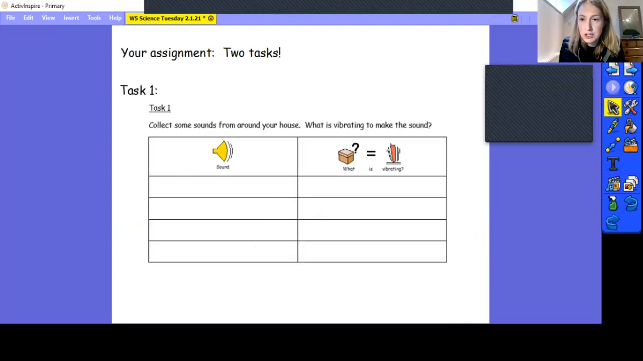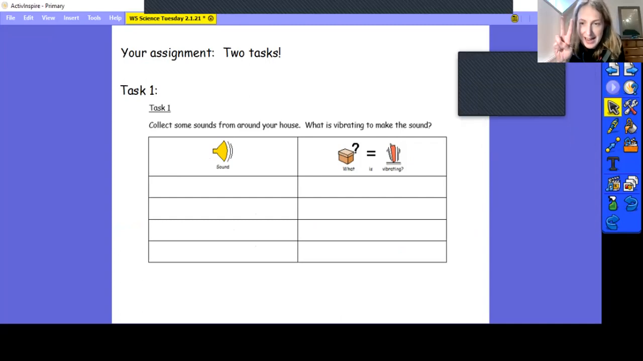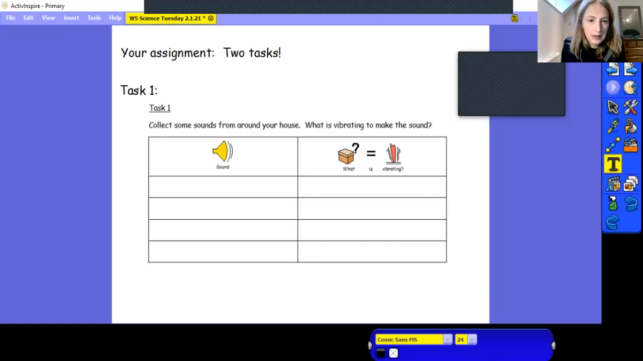Right, so moving on to your assignment for today, you have got 2 tasks to do today. You have got a first task, which is the same for everybody. And this task, what I would like you to do is listen in your house. What can you hear? If I listen carefully now, I think I can hear the washing machine downstairs. So I could type that in.